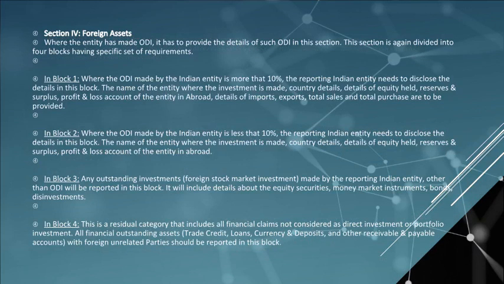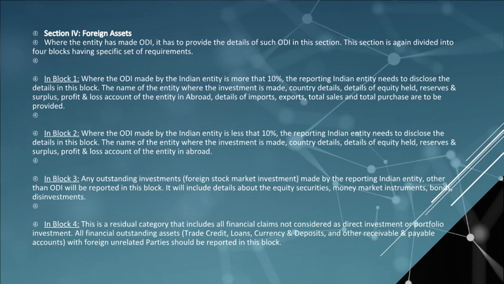Section 4. Foreign Assets. Where the entity has made OD, it has to provide the details of such OD in this section. This section is again divided into 4 blocks having specific sets of requirements. In Block 1, where the OD made by the Indian entity is more than 10%, the reporting Indian entity needs to disclose the details in this block.